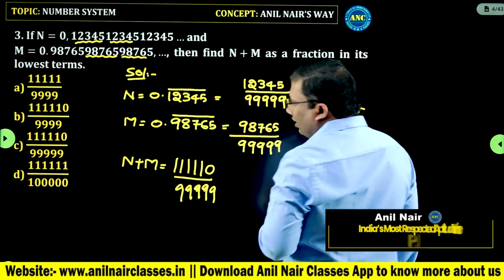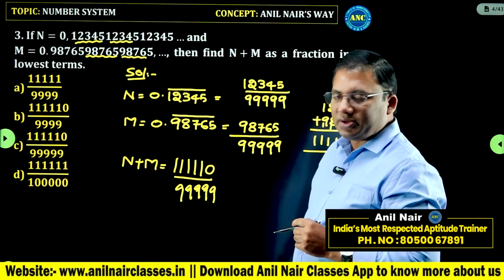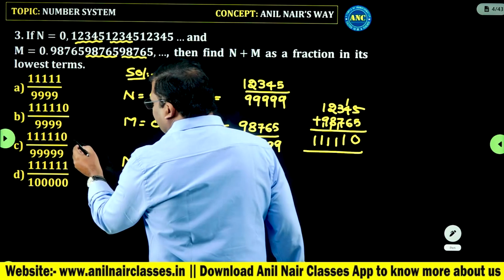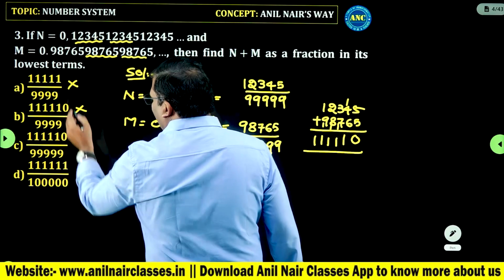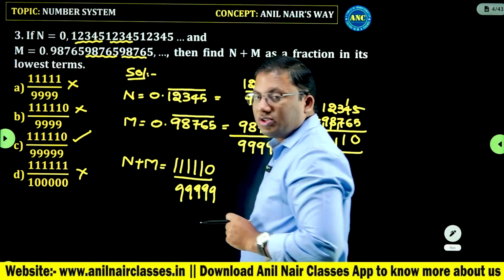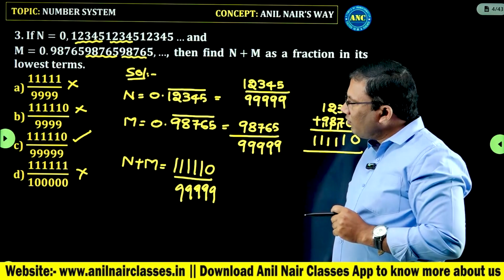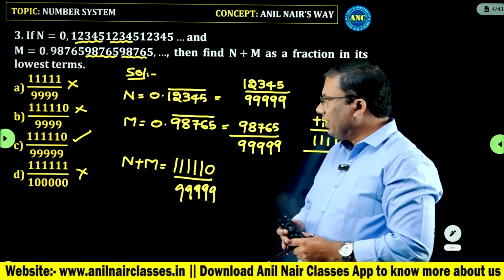5 ones 0 ending with 5 nines. Which option is satisfying this condition? Option number C. The only thing you should know in this question is how to convert a fraction into recurring decimals.